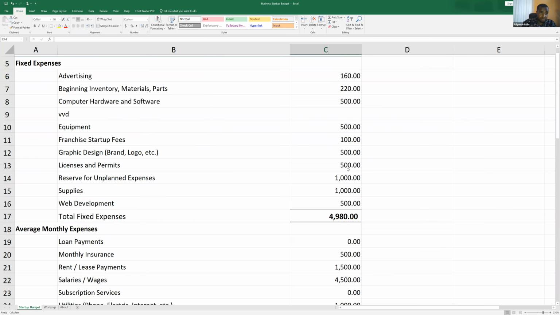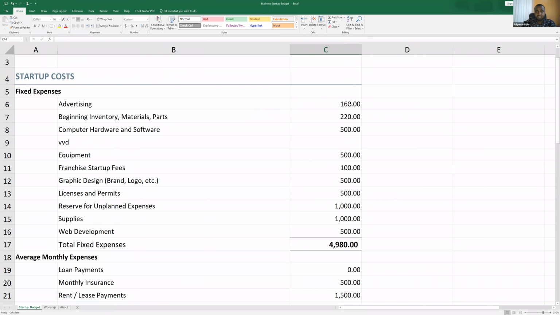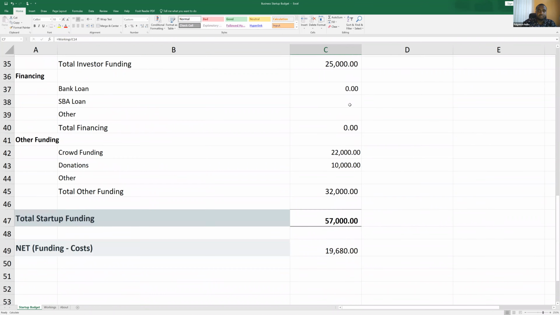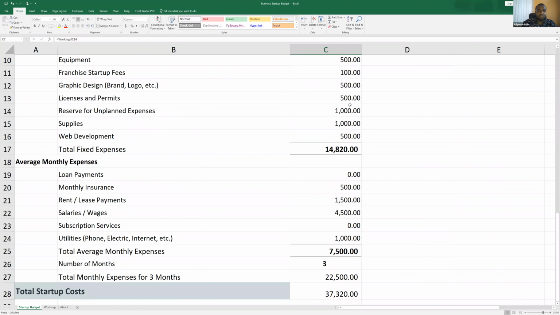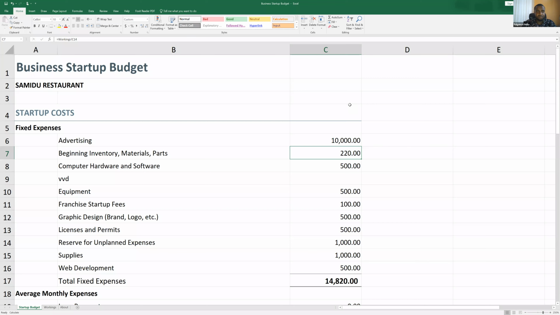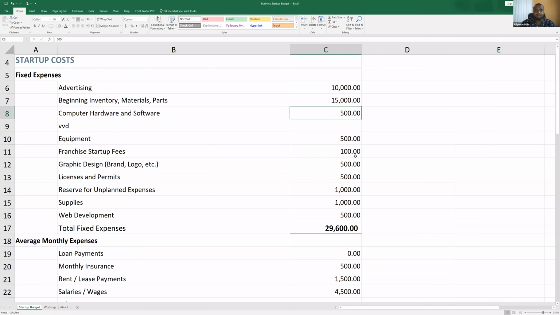Our expenditure is too low. Advertisement, we can put 10,000. Can increase our expenses, our expenses are very low. Begin inventory, it can be 220. We are buying a lot of cooking items. You can put it at 15,000. Yeah, I think that is okay.